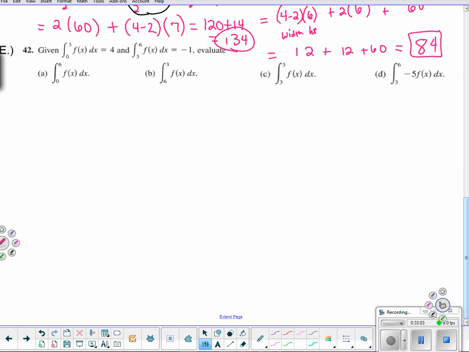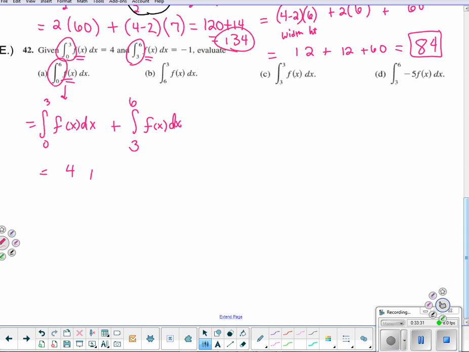And finally, wow, this is a long lesson. We want 0 to 6, but I see a 0 to 3 and a 3 to 6 of f of x. We can use that kind of transitive property, is what I think of it as. I can go 0 to 3 and extend 3 to 6 of f of x dx, and this is treated like a 0 to 6 one. So I pick up a 4 plus a negative 1, which gives me 3.